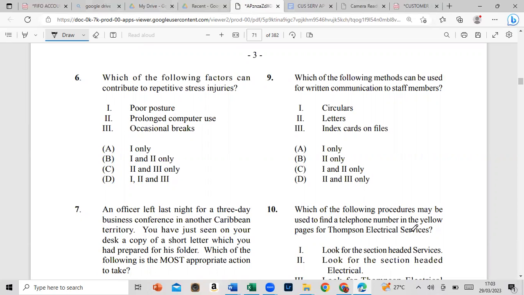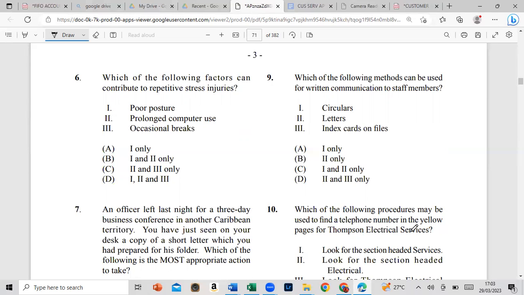Number 6, which of the following factors can contribute to repetitive stress injuries? 1, poor posture. 2, prolonged computer use. 3, occasional breaks. What would be the answer for that? Is it 1 only, 1 and 2 only, 2 and 3 only, or all 3?